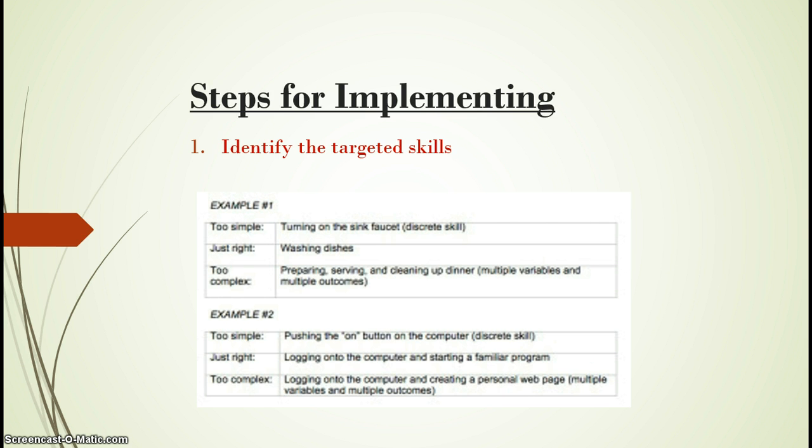The first step for implementing task analysis is to identify the targeted skill. The skill shouldn't be too simple and it should not be too complex. Too simple would be turning on a sink faucet. Too complex would be preparing, serving, and cleaning up dinner. There are too many variables and too many outcomes. Washing dishes would be a really good example of a targeted skill. There are finite steps, ultimately with the same outcome.